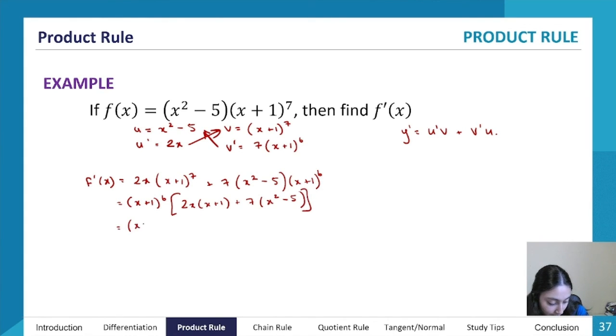Okay, simplify further. 2x squared plus 2x plus 7x squared minus 35. x plus 1 to the power of 6, 9x squared plus 2x minus 35.